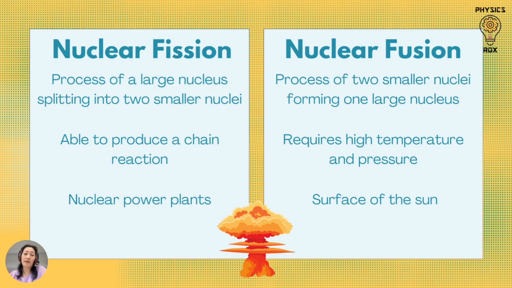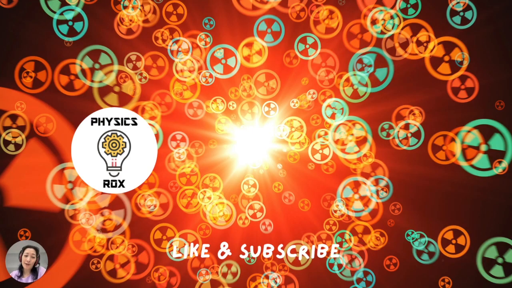So to finish up this video lesson, a quick comparison between nuclear fission and fusion. So nuclear fission is a process of a large nucleus splitting into two smaller nuclei. It's able to produce a chain reaction, and this is normally found in nuclear power plants. Nuclear fusion is the opposite process. It's a process of two smaller nuclei forming one large nucleus. It requires very high temperature and pressure for the reaction to take place, and this normally happens on the surface of the sun. And that's it for this video lesson.